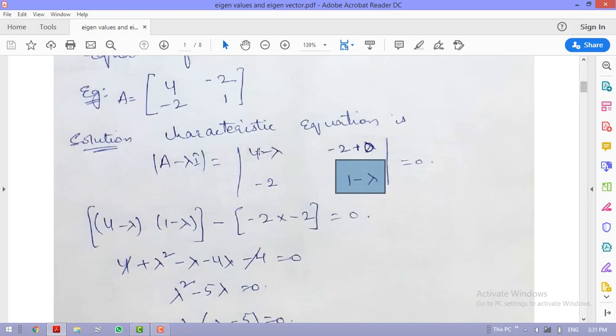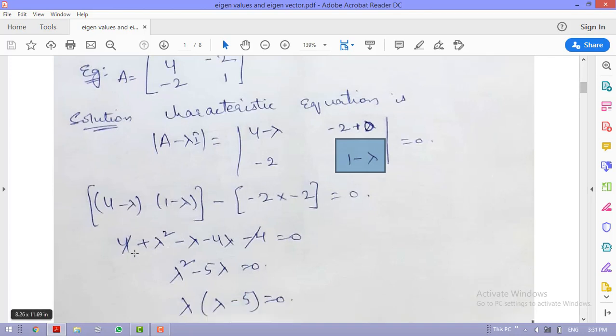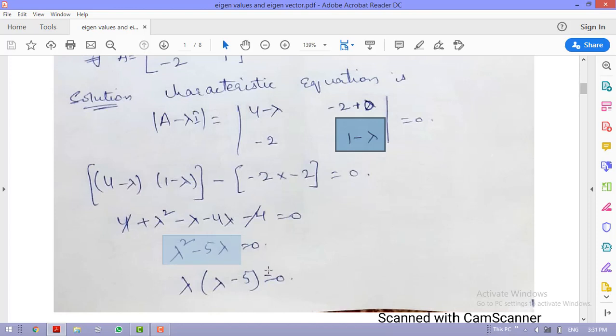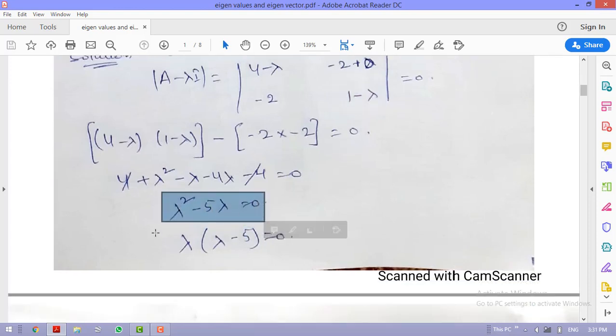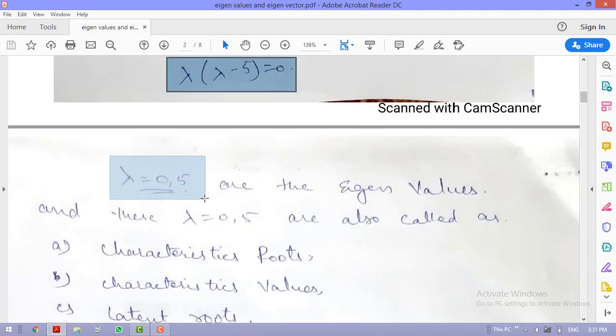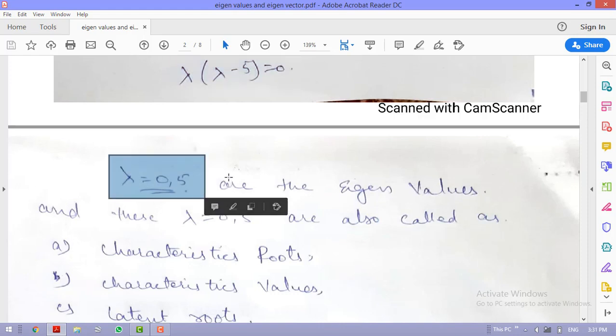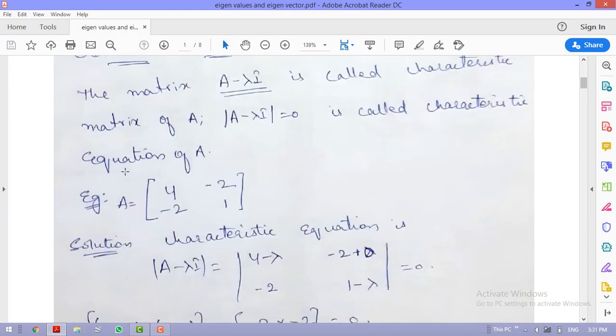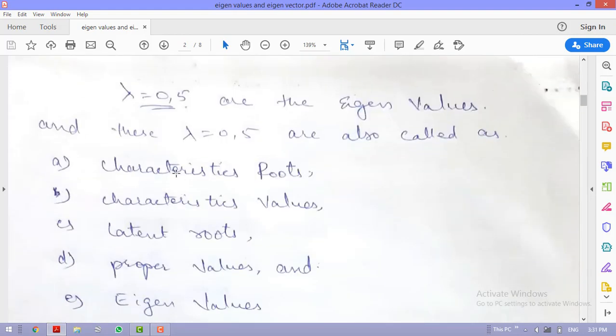Further, if you take the determinant of these four elements, which is A into D minus B into C: (4 - lambda)(1 - lambda) - (-2)(-2) = 0. If you simplify this, you will get an equation in this form, lambda squared minus 5 lambda equals 0. Simplifying further gives the two values lambda = 0, 5. These are the eigenvalues of this matrix A. I hope you understood up to here.